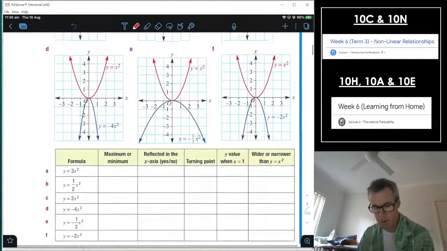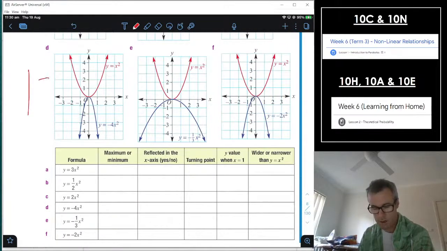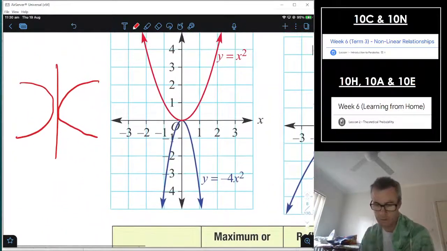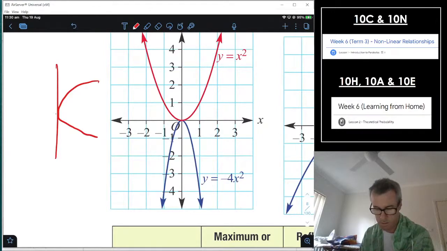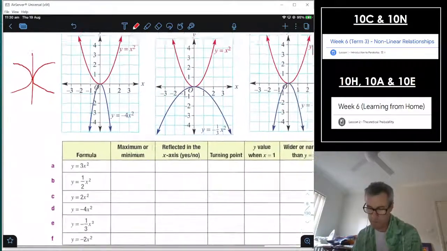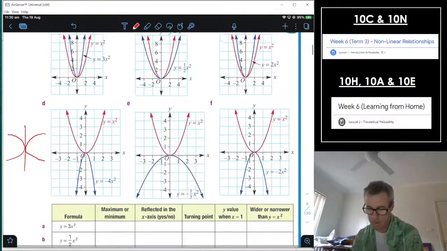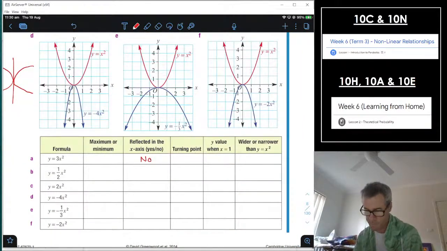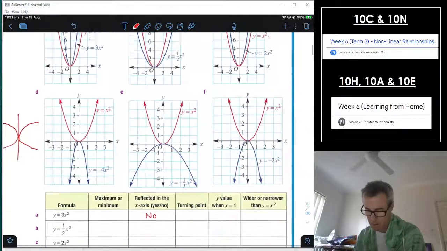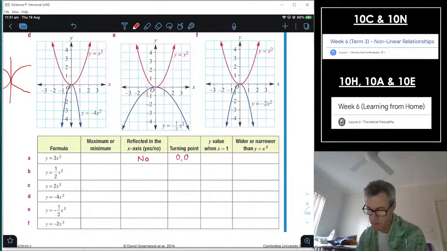Reflection, remember, right? So reflection is this. If I have a line here, the reflection of that would be this here, like so. Obviously much better reflection, but you get the idea. You get the gist, right? It's gonna be something like that. So if we have a look at this one here, are they reflected? Well, no, they're not reflected. The turning point is of course at coordinate 0, 0, like so.